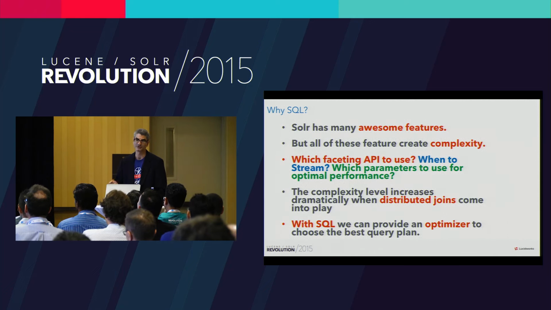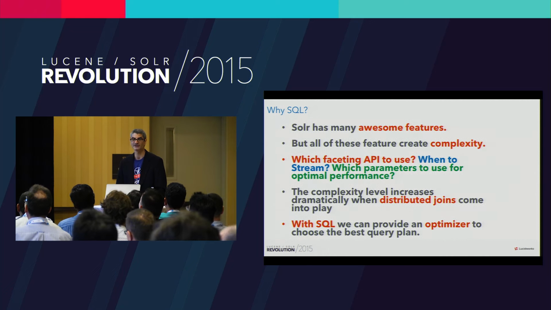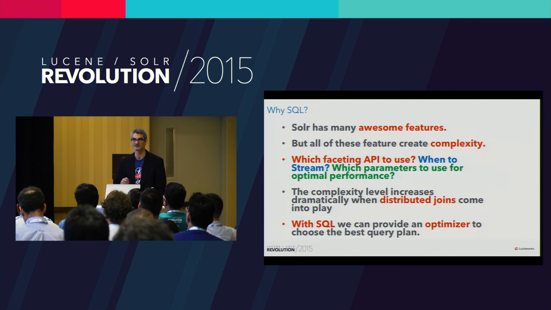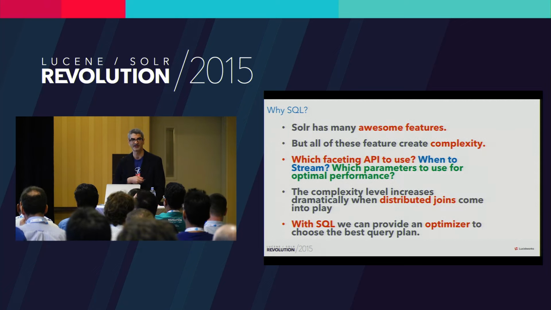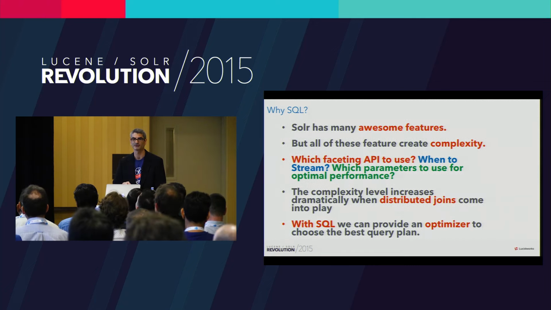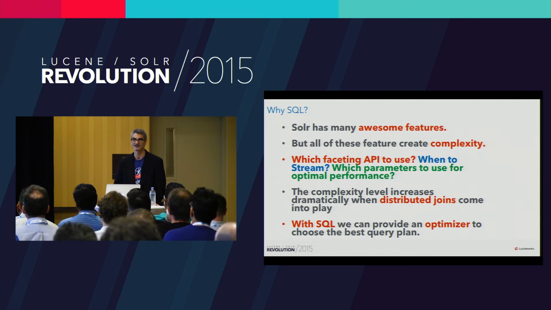So now you can stream, you can do facets, there's multiple different types of facets, and all kinds of different ways to make things perform better. And we're about to get much, much more complex when distributed joins come in. It ratchets things up a lot. With SQL, we have an opportunity to create a situation where we have an optimizer that hides that complexity from users. Basically, you can type in a SQL query, and the optimizer will pick the proper query path under the covers to use whatever features are needed. I think that's a very powerful thing, and relational databases have been using that technique for years.